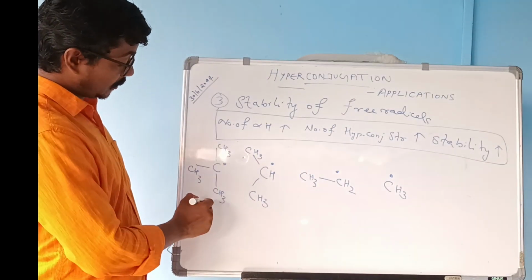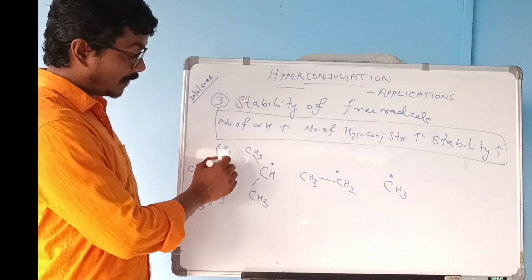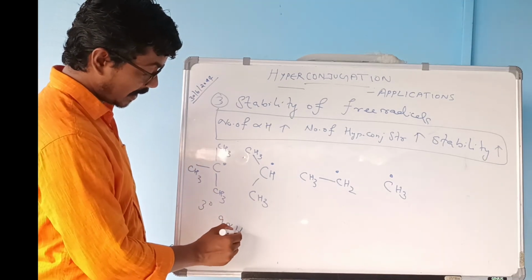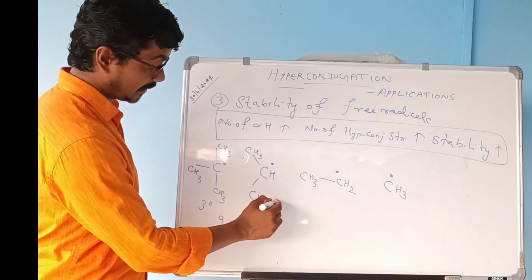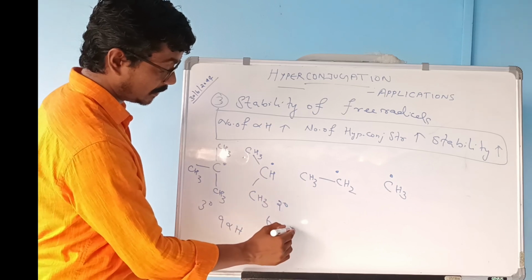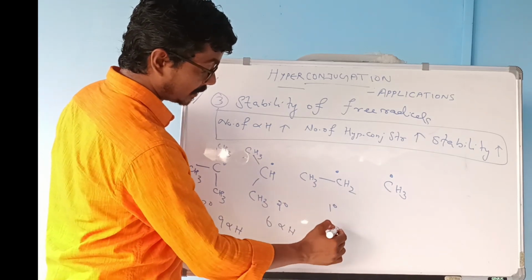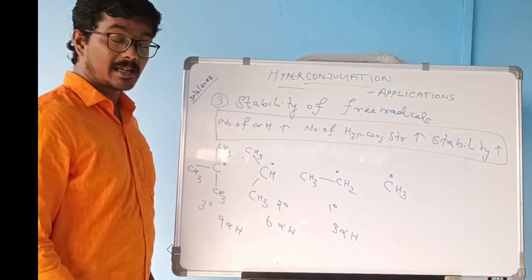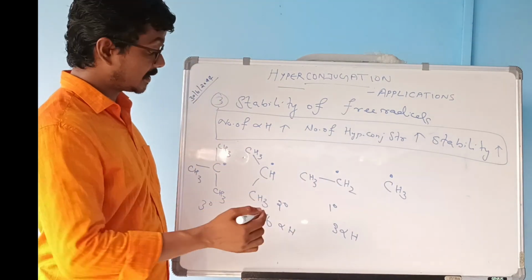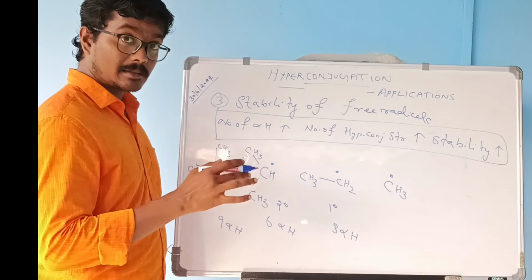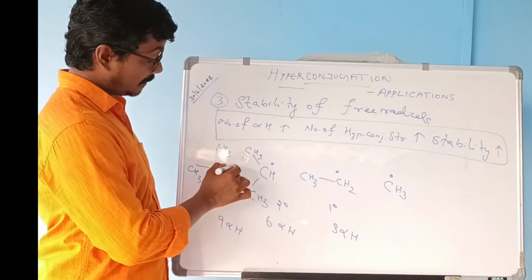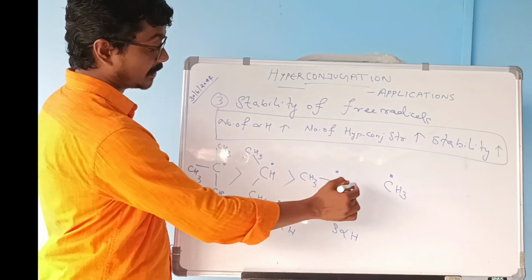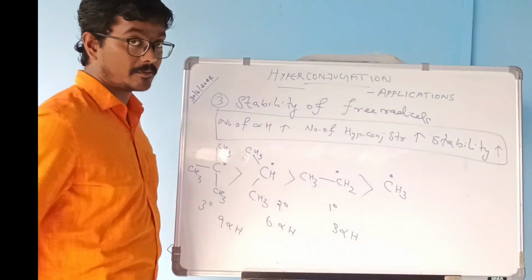In the case of tertiary free radical, the number of alpha hydrogen atoms is 9, in secondary it is 6 alpha hydrogens, and in primary only 3 alpha hydrogens. For methyl free radical, there is no alpha hydrogen atom. So similarly, we can say that the order of stability of free radicals is tertiary greater than secondary, greater than primary, greater than methyl free radical.